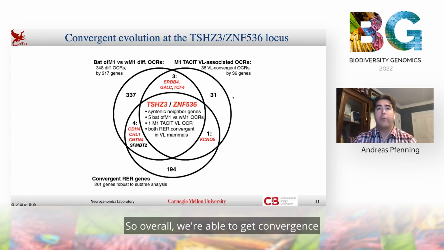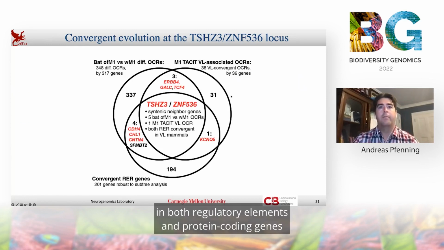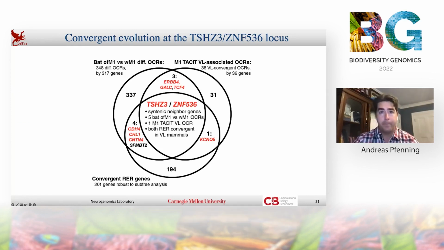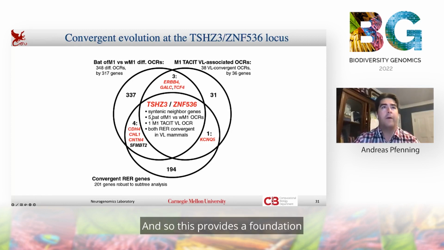Overall, we're able to get convergence in both regulatory elements and protein coding genes associated with vocal learning in parts of the genome known to influence speech production in the human population. And so this provides a foundation to use mammals as a genetic model for vocal learning behavior. Thanks.